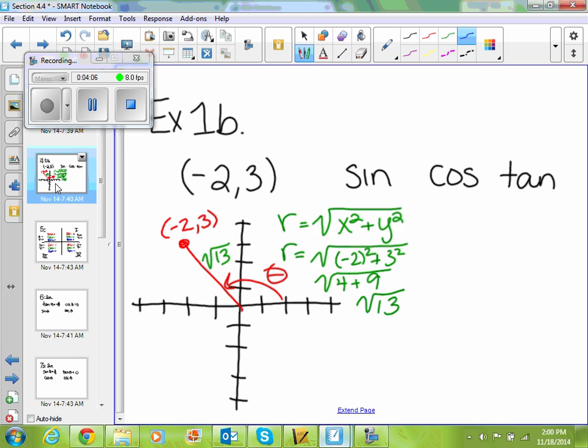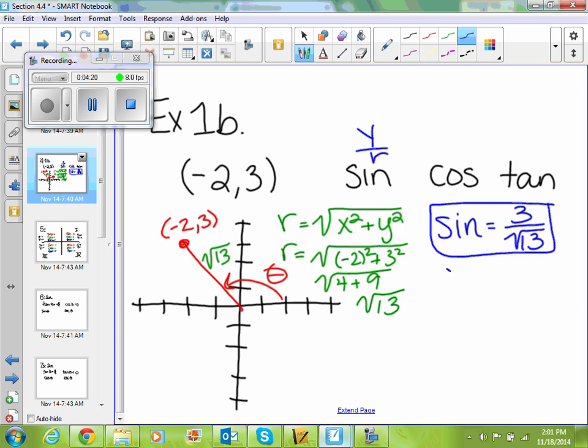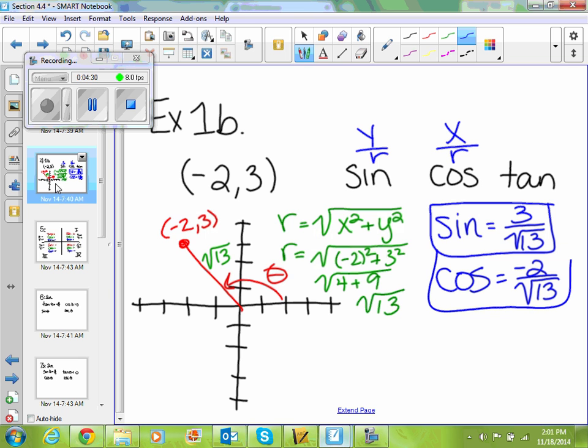Alright, so I know that my r is the square root of 13, and sine is always y over r, so sine is equal to my y value, which was 3, divided by my r value, which was square root of 13, so 3 over square root of 13. Cosine is x over r, so my x value is negative 2, and my r value is square root of 13. And tangent is y over x. So my y value is 3, my x value is negative 2, so 3 over negative 2.